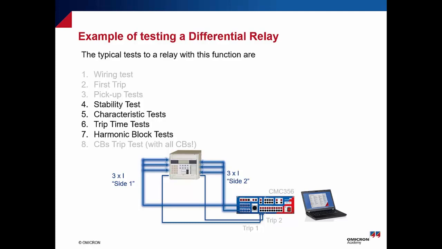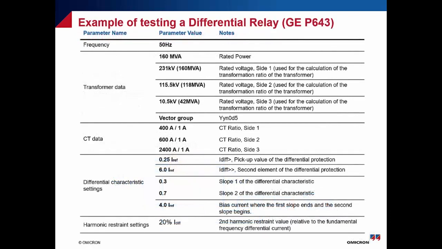Our example for today will be about the GE relay MiCOM P643 as a transformer differential protection relay, 3 to represent 3 winding. This is the protection setting: 50 Hertz, 160 MVA, megavolt ampere, is the rated power for this power transformer for the primary side, and the voltage primary side 231 kilovolts, and secondary side 115.5 kilovolts, and the rated power of the secondary 118 megavolt ampere, and the tertiary 10.5 kilovolt and power 42 megavolt ampere.